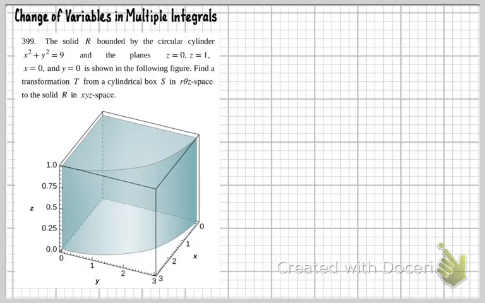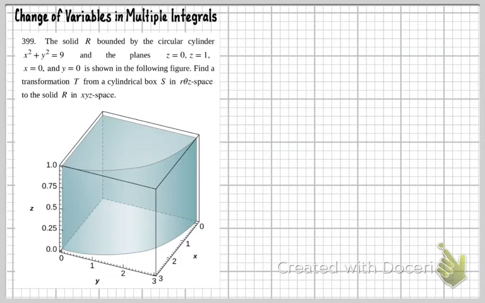The solid R bounded by the circular cylinder x squared plus y squared equals 9, and the planes z equals 0, z equals 1, x equals 0, and y equals 0 is shown in the following figure. Find the transformation T from a cylindrical box S in r theta z to the solid R in xyz space.